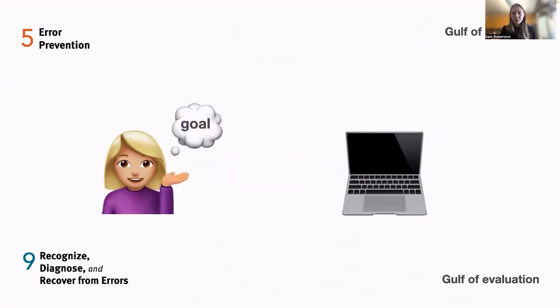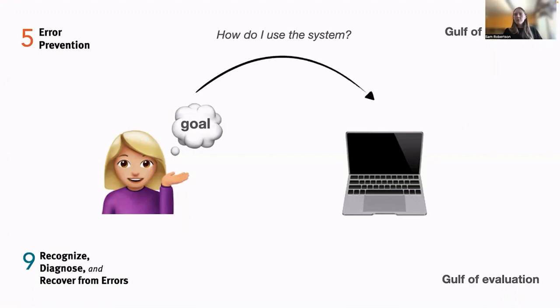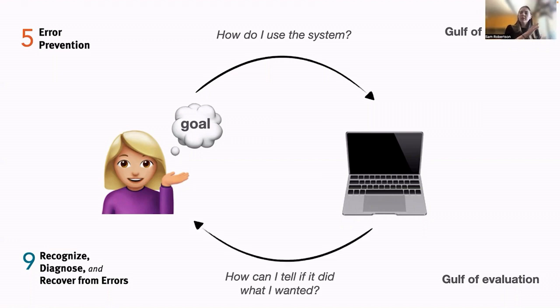So most of you here probably don't work on machine translation. So I want to take this one step up to conclude and talk about how this might apply to the kinds of models you work on. So say we'll go back to this kind of abstract user-system interaction. User has a goal, they're trying to use the system. As a reminder, the gulf of execution is how do I use the system? And the gulf of evaluation is how can I tell if it did what I wanted?